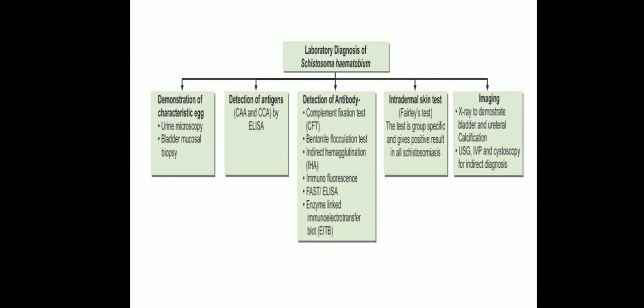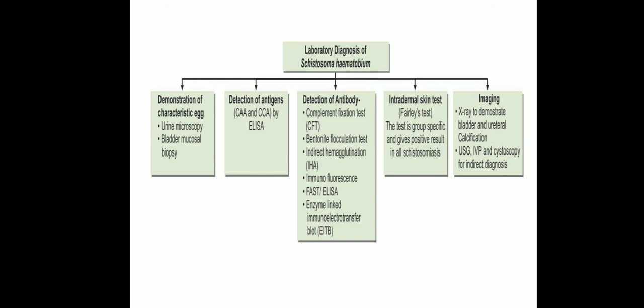So under the first category, that is detection or demonstration of characteristic egg, here we have urine microscopy. Here the eggs with characteristic terminal spines can be demonstrated by microscopic examination of centrifuged deposits of urine, or by filtration of a known volume of urine through nucleopore filters.